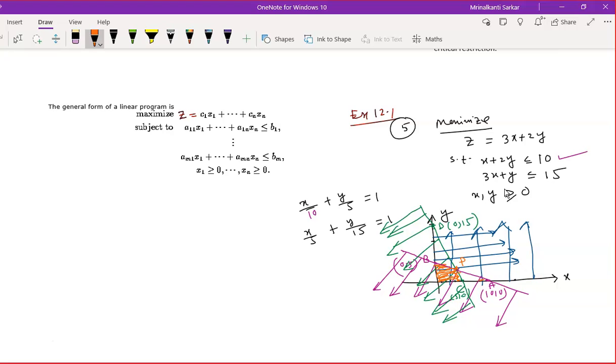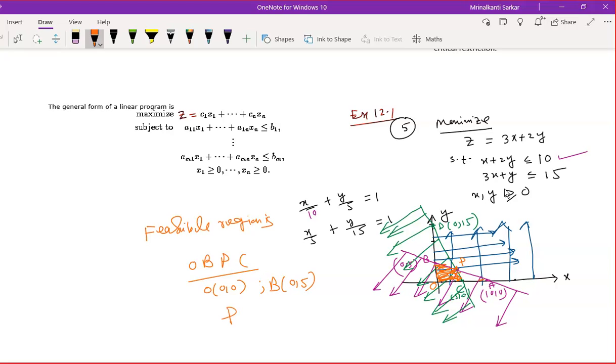This is the common region. Everyone able to write the coordinates of the quadrilateral here? So the feasible region, you will write in this manner: the feasible region is OBPC, where O is 0, 0 and B is 0, 5.